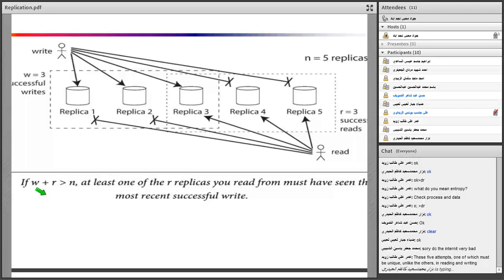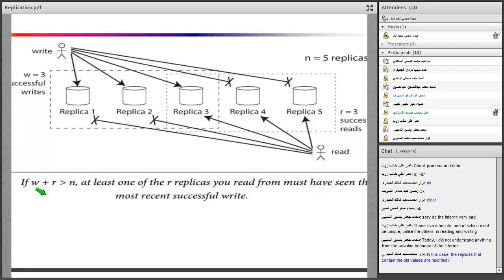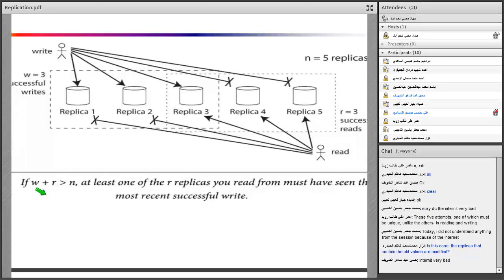These 5 atoms, one of which must be unique, unlike the others. Reading and writing. Muhammad Jafar wrote that today he did not understand anything from the session because of the internet. In this case, the replicas that contain the old value are modified. Yes, Nazar, yes. And Hassan said that the internet is very bad today.